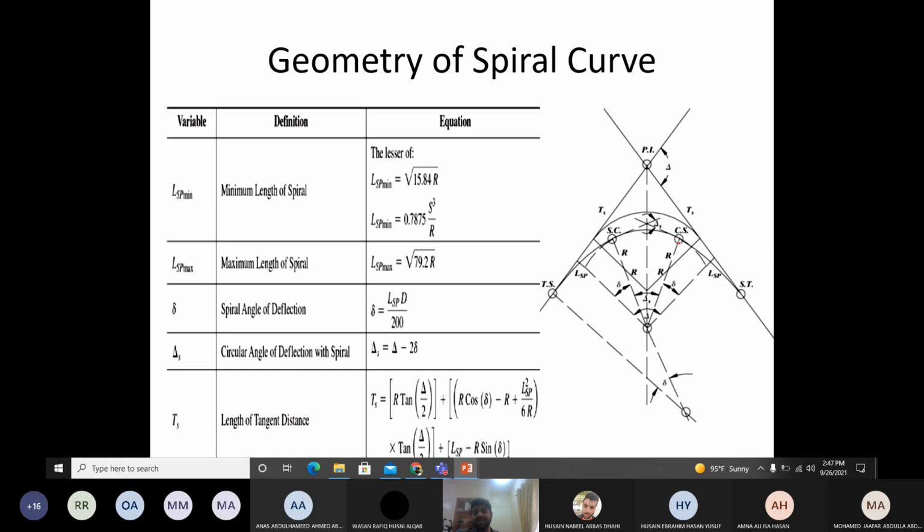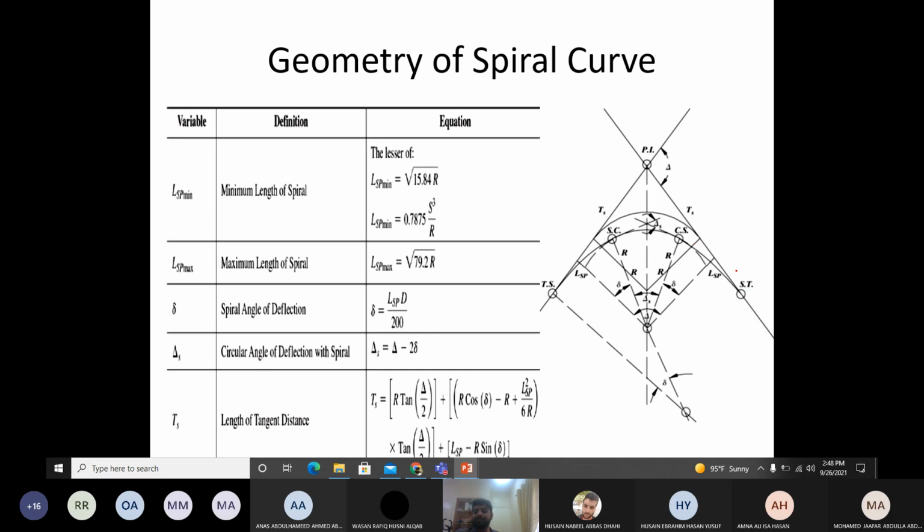Then we have CS. CS stands for circular to spiral. And this is the beginning of the second spiral curve. Because you have to enter the circular curve, then you have to exit the circular curve. So both will happen along the spiral curve. So CS stands for circular to spiral. This is the beginning of the second spiral curve.